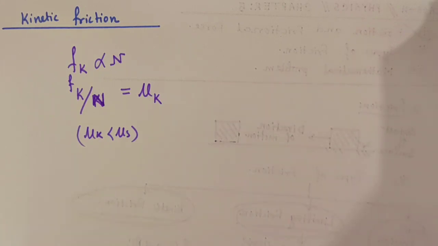So for kinetic friction you have to remember two things. One is the kinetic friction opposes the relative motion and has a constant value which depends on the nature of two surfaces in contact. And number two, the kinetic friction does not depend on velocity.